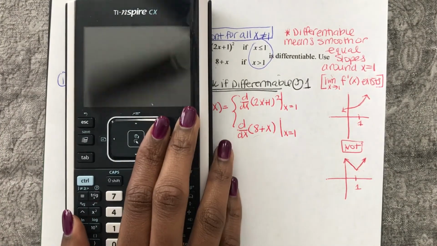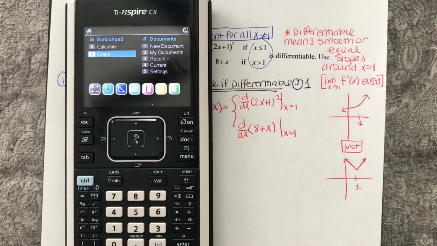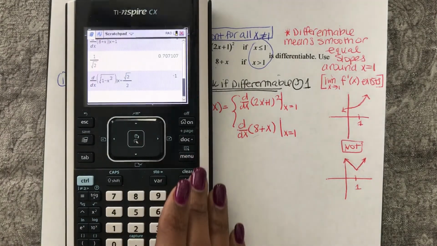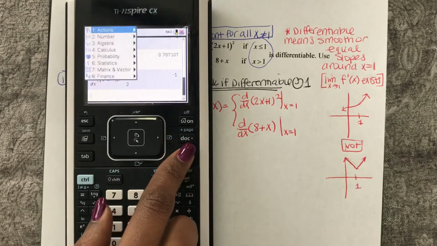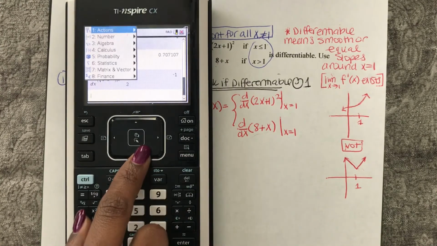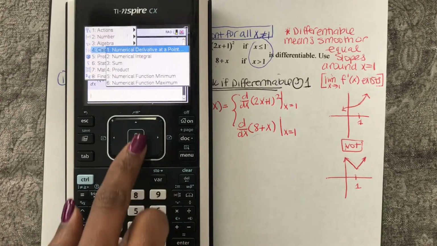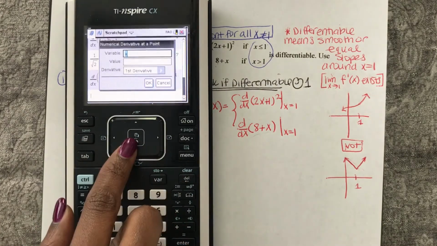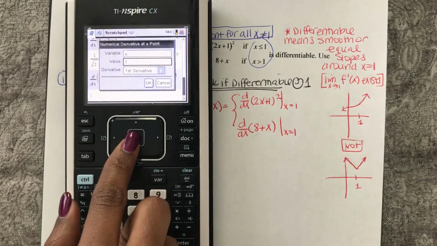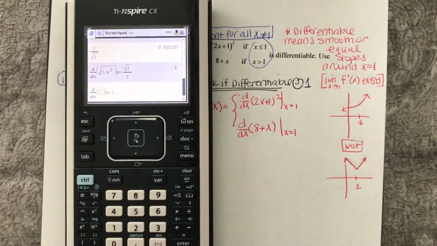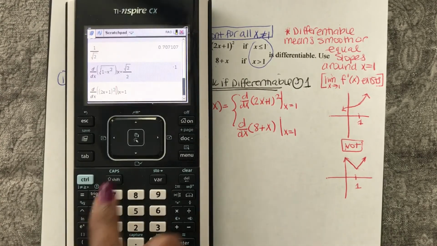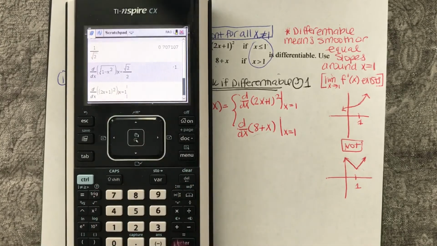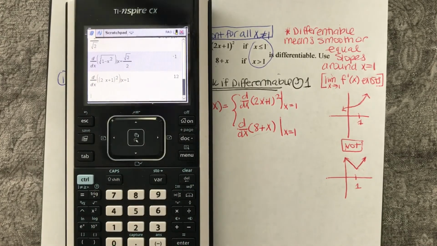So the first one, I'm going to turn on my calculator and go to my menu. We are doing calculus, which is number 4, and I want a numerical derivative at a point. The value is going to be 1, and I want the first derivative. Okay, my first function is open parentheses 2x plus 1, close parentheses squared, and let's see what that equals. So that equals 12.